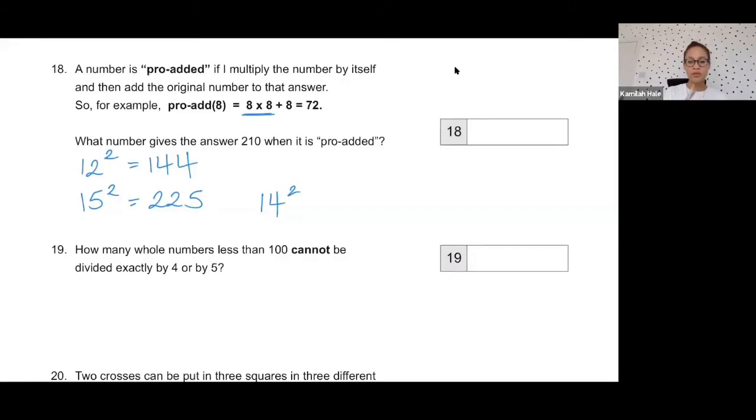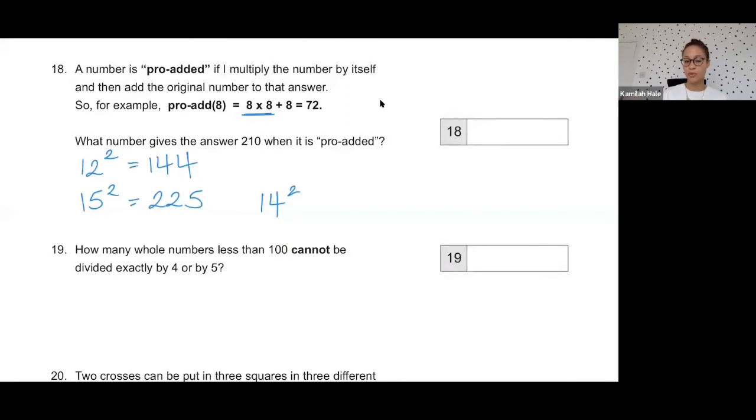Okay, so if you're not sure about the pro added part, you may just need to reread the question. Some of these are complicated, so just reread until you get it. Or if it's taking too long to get it in an exam, then just skip. So pro added, it says that means multiply the number by itself and then add the original number to that answer. I think my screen's frozen.